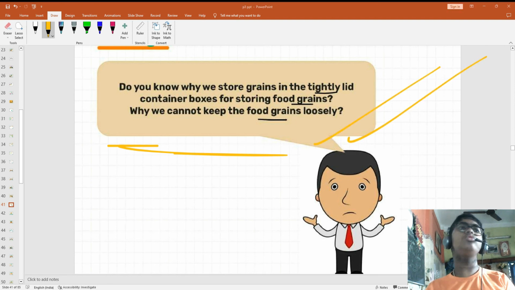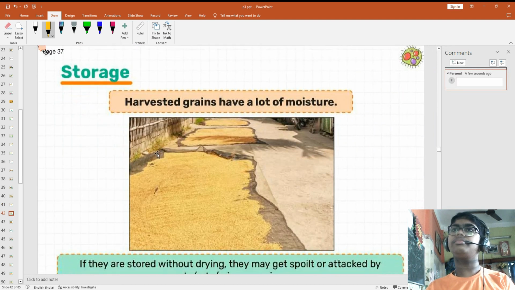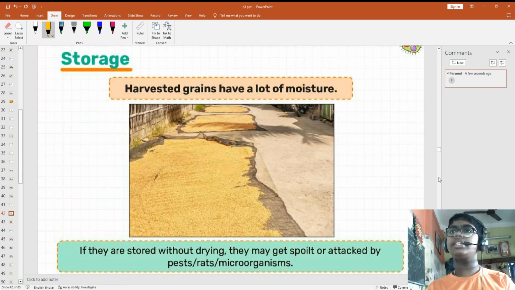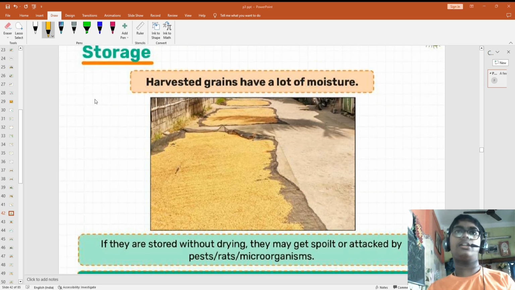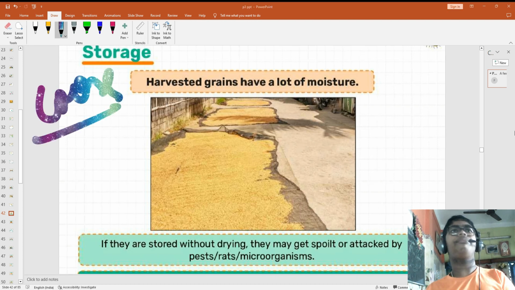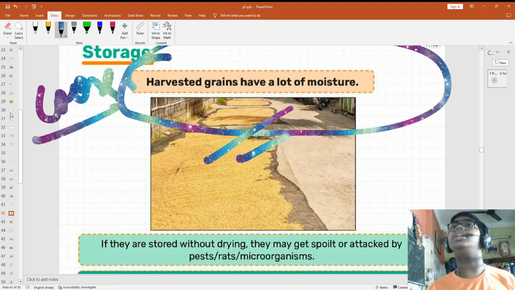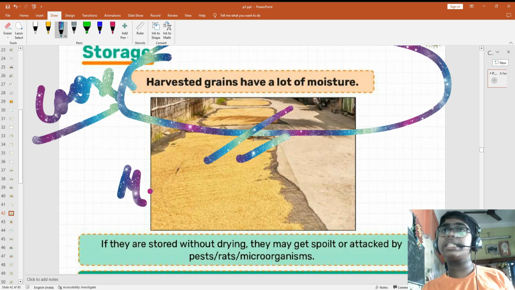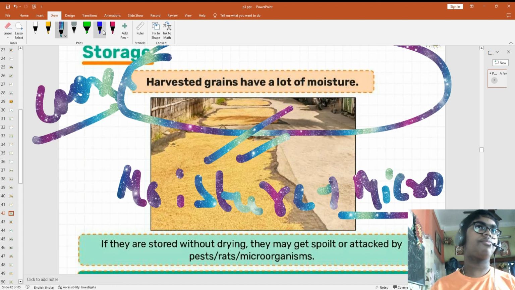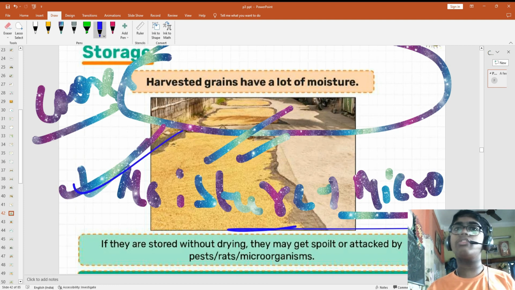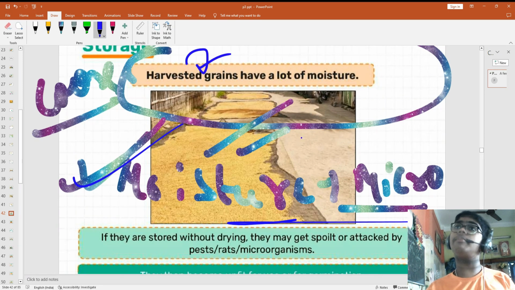Okay. Do you know why we store grains in tightly lit containers? Why do we not keep them loosely? Do you know why we do not put the things in loose containers? Because harvested grains have a lot of moisture. Now moisture is the favorite for whom? For the microorganisms. That is their favorite. So moisture is the favorite for the microorganisms, and the grains have the moisture.